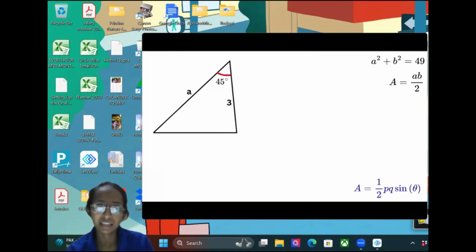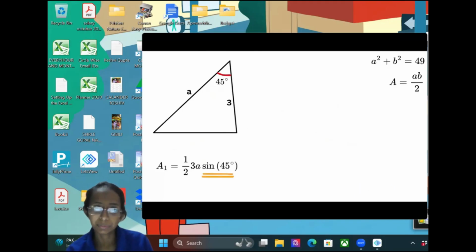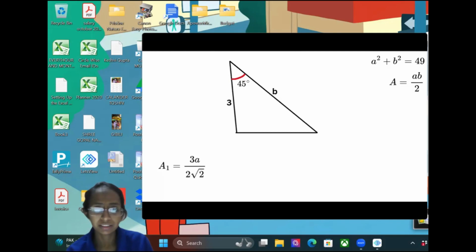Let its area be A1. So this area is equal to half times A into 3 into sine of 45 degrees. That means this is equal to 3A by 2 root 2. Now, taking the next triangle, whose side is B, let its area be A2. The sides are B, 3 and the angle between them is 45 degrees. So my A2 is equal to 3B by 2 root 2.